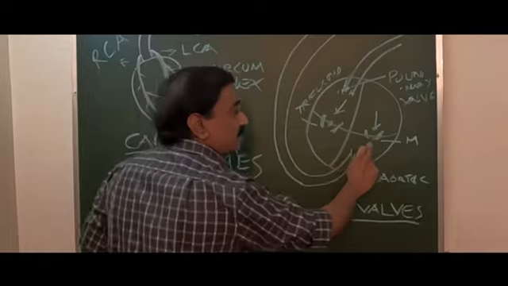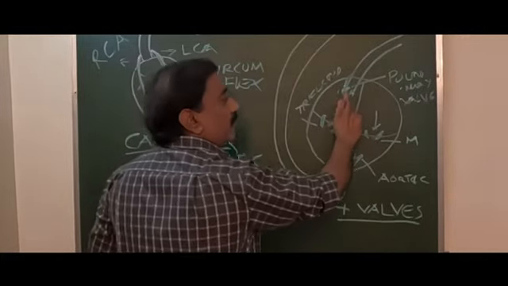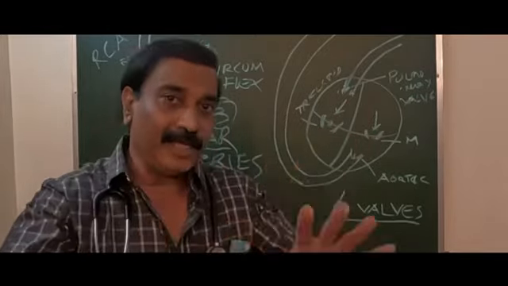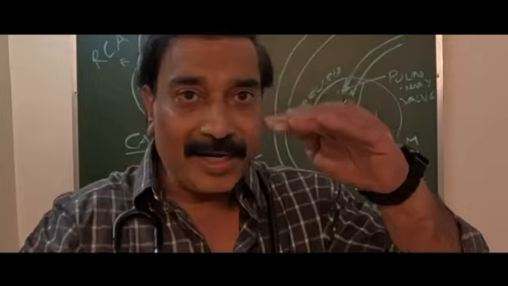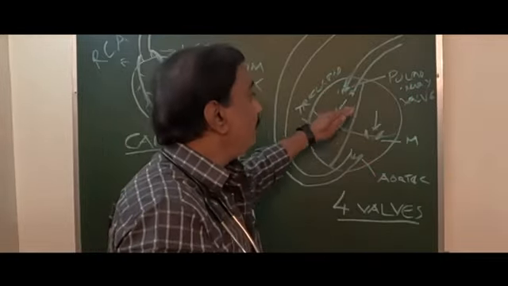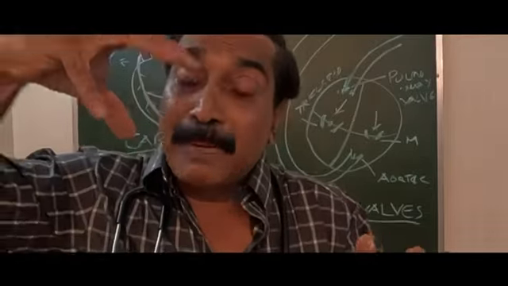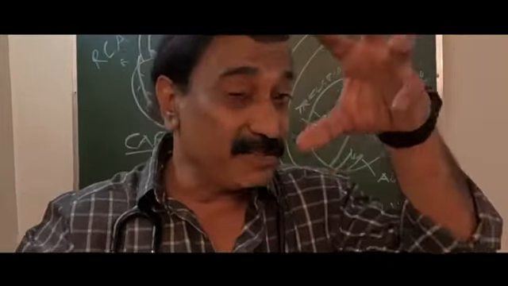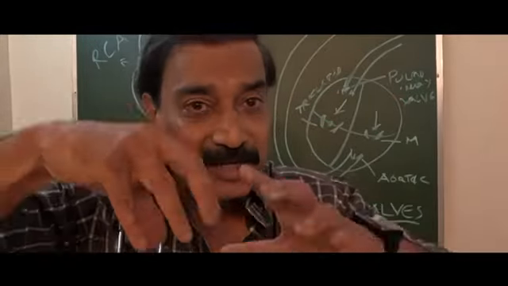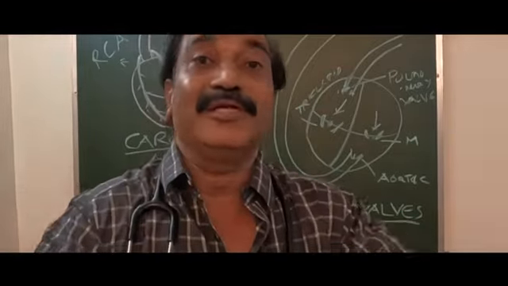So there are four valves inside the heart: the mitral valve, tricuspid valve, aortic valve, and pulmonary valve. These are concerned with the pumping of the heart. When the heart pumps, it should pump only one way. The blood should not go back. It should not leak.